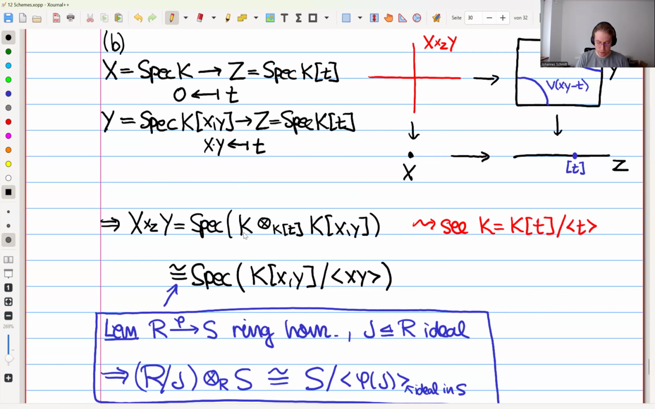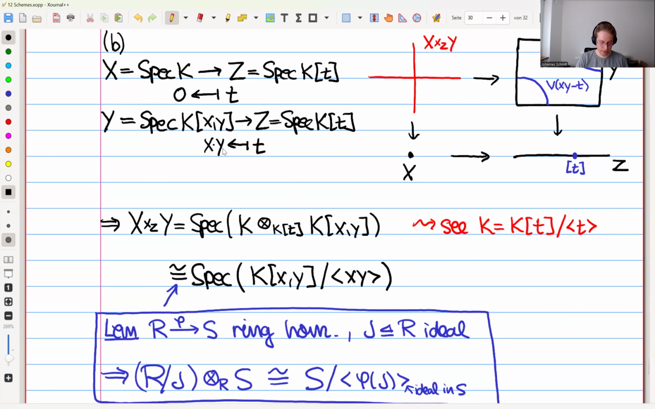And so here in this situation, we're exactly in this case. So somehow R is this k of t. It maps, via this map here, to this S, this thing here. And we take the tensor product with something of this form, the ring modulo an ideal. And so the lemma tells us, okay, we can calculate this. We just get this S here modulo the ideal generated by the image of this ideal, so the image of the ideal t under this map here.